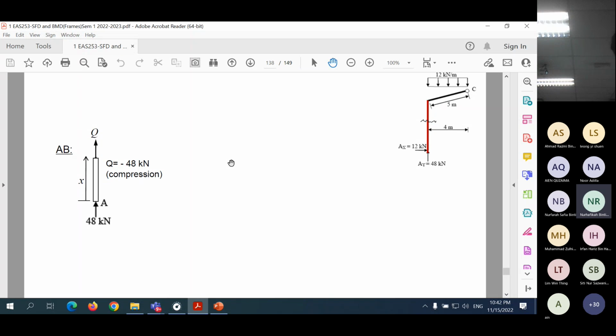The last one is the axial force diagram. The axial force diagram is obtained for member AB. Use that free body diagram, so you get Q negative 48.